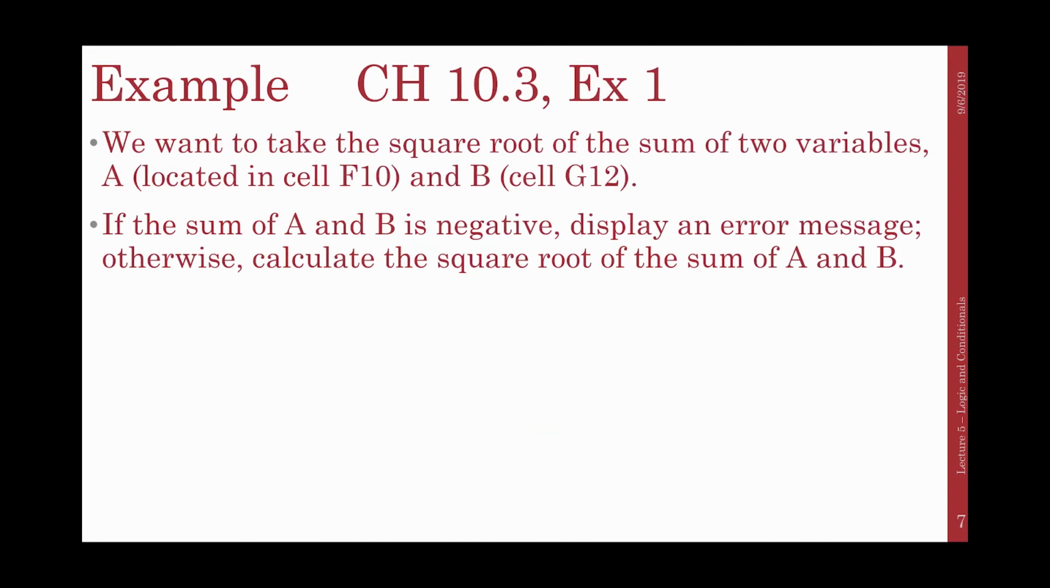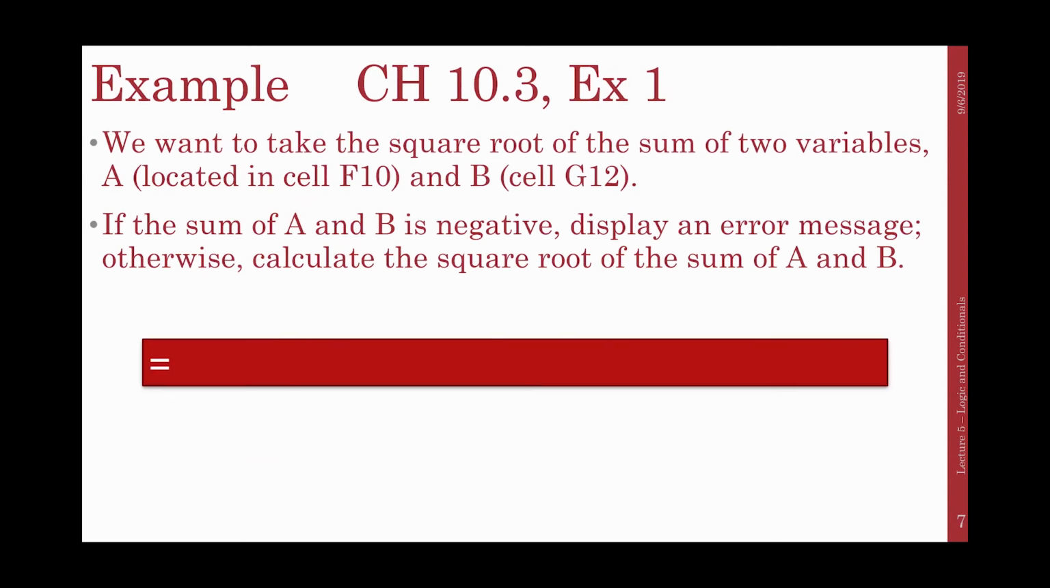So let's look at an example. We want to take the square root of the sum of two variables. The variables are located in F10 and G12. If the sum of A and B is negative, we want to display an error message. Otherwise, we want to calculate the square root of the sum.